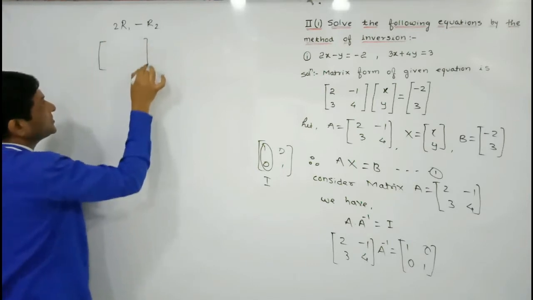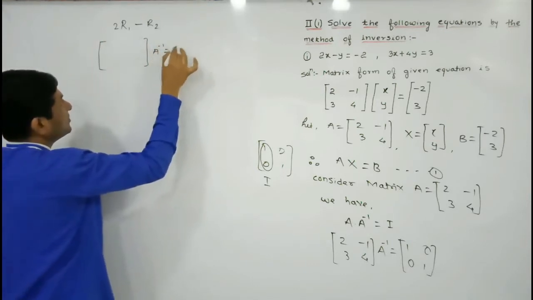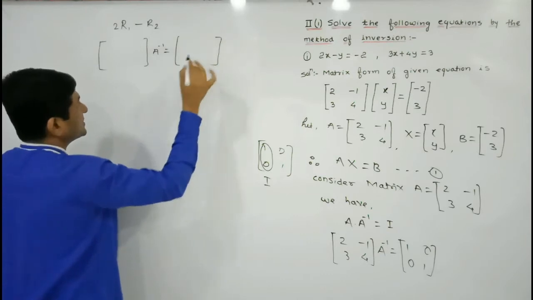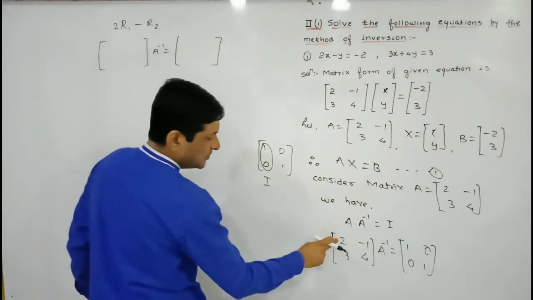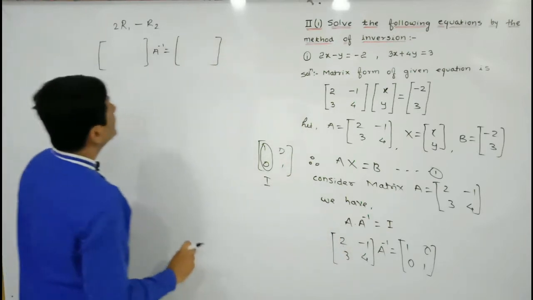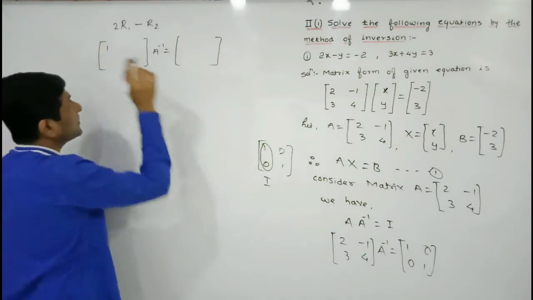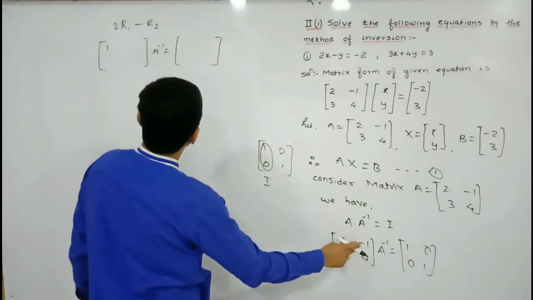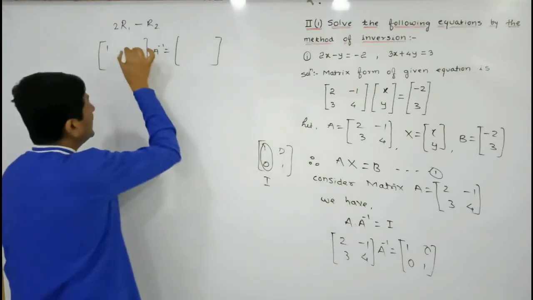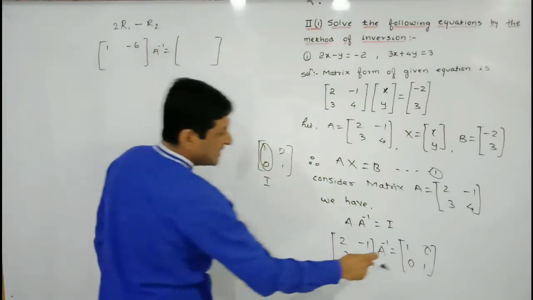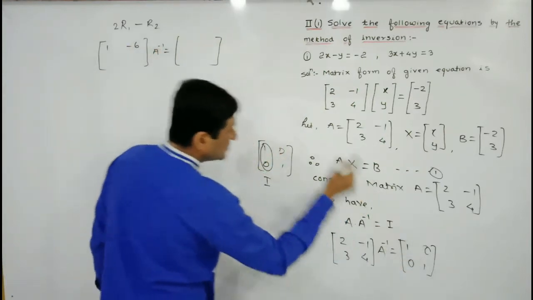So our operation is on R1, so perform this operation very carefully on both sides. So multiply here by 2, 2 into 2 is 4, 4 minus 3 will be equal to 1. Multiply by 2, here we will get -2, -2 minus 4 will become -6. So multiply by 2, 2 into 1 is 2, 2 minus 0 is 2.